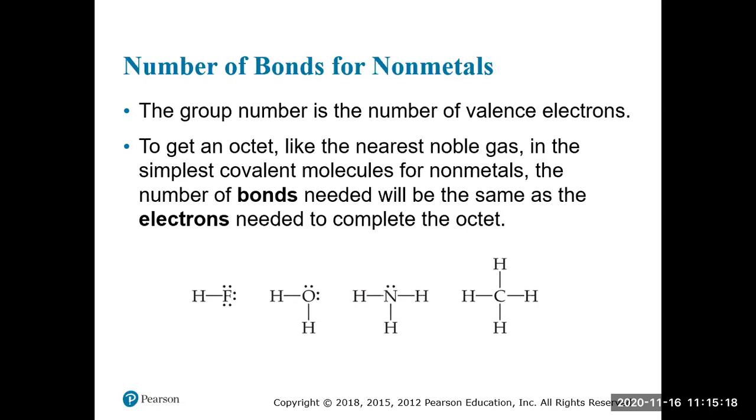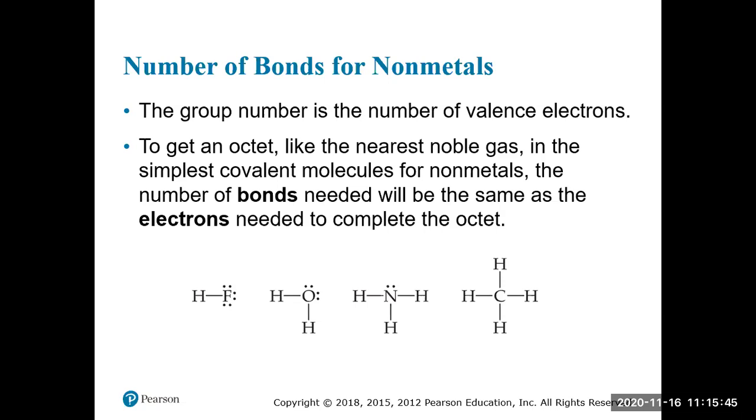So what we're trying to do is then form that octet and form the simplest molecule for these nonmetals to complete the octet. The one exception to that is hydrogen, because hydrogen only has the 1 electron. We don't worry about getting an octet for that, but for all the others we do. And so here are some examples of what that would look like.